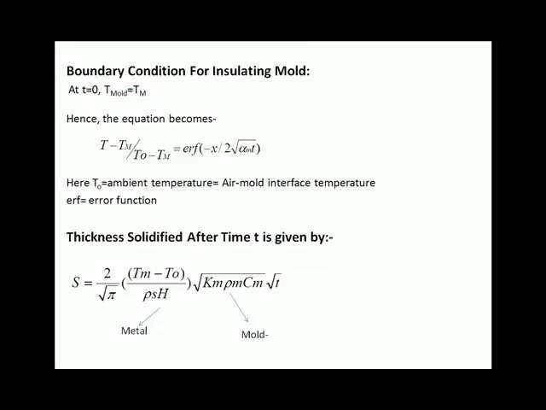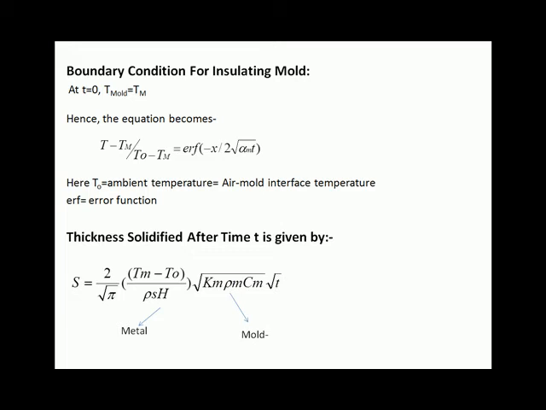So the boundary condition here for an insulating mold is that at t equal to 0, T mold is equal to T melting temperature, which implies that the mold surface is heated suddenly to the melting point at time t equal to 0. So now the equation becomes (T minus Tm) upon (T0 minus Tm) is equal to the error function of minus x by 2 root alpha m t. Here ERF denotes the error function, and T0 is the ambient temperature, which I described earlier as the air-mold interface temperature.